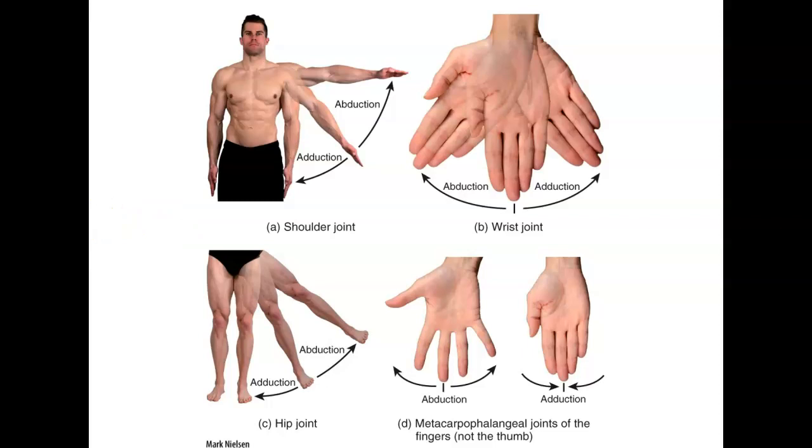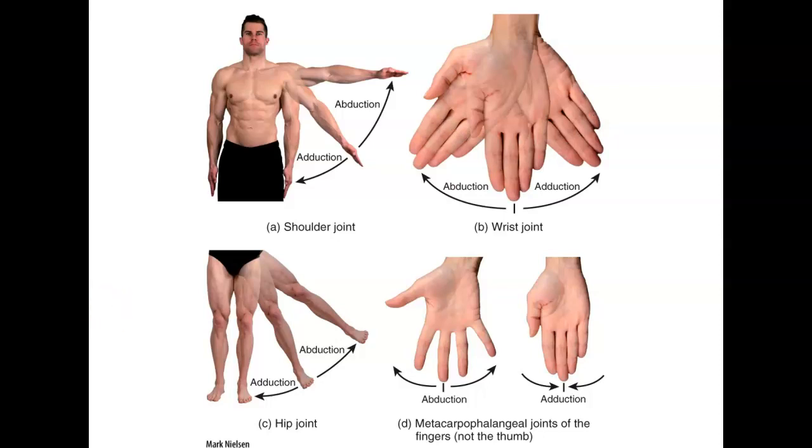Okay, so if we look at the shoulder, we have a different movement called abduction. Abduction is where you're going to basically bring your arm up from the side and move it up parallel to your shoulder. Adduction, ADD, is where you're going to bring your arm back down to the side. So we have abduction, arm moving up. Adduction, arm moving back down closer to the body. We can do that at the wrist joint as well. So you can move the pinky side this way, and that's adduction, or abduction, moving the thumb towards this particular direction.